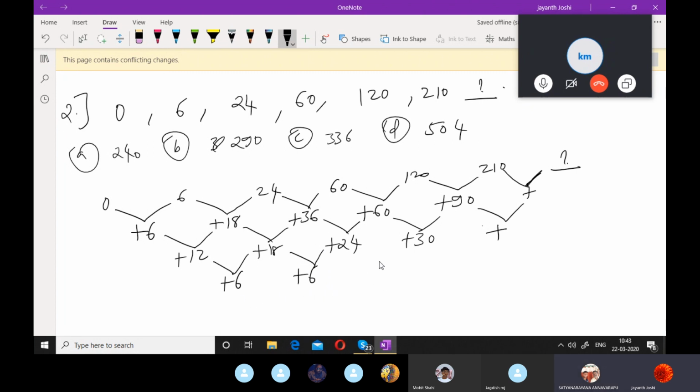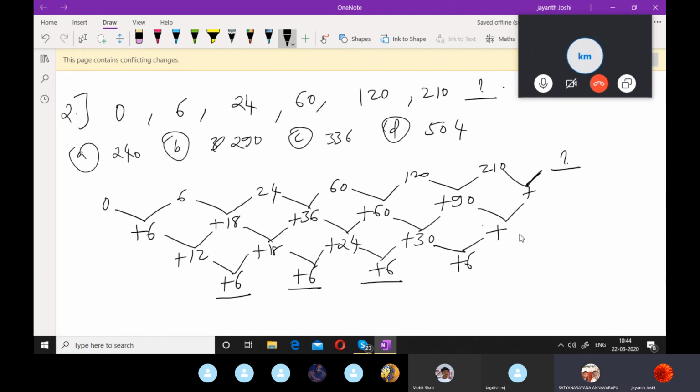So I expect the next also to be plus 6. Yes, I got it. So next, plus 6. I can definitely say with confidence that it can be plus 6 because the differences are common here. I'm able to establish a pattern. I'm getting a pattern here. So if you get a pattern, that builds your confidence for the answer.